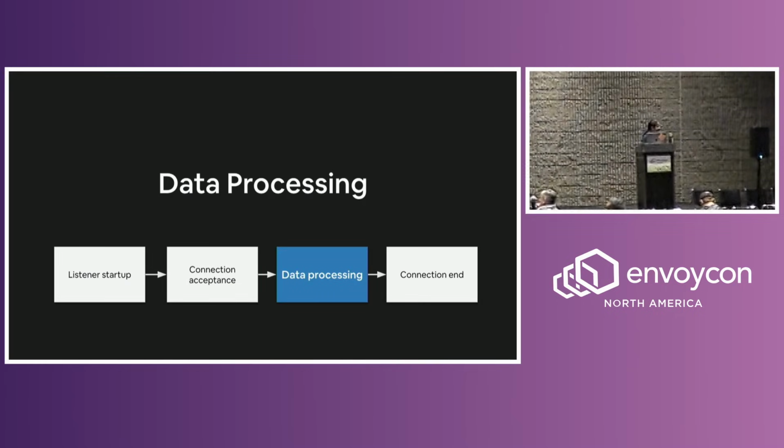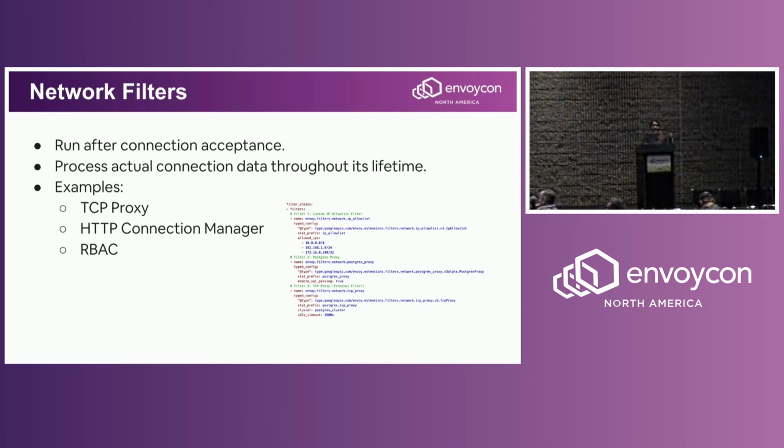So now we look at the data processing phase, which is my favorite phase of the connection lifecycle, as that is where a bulk of functionality is delivered in Envoy. As I told you, network filters are the beating heart of the connection processing in Envoy. The network filters are initialized during connection acceptance and run continuously after that. And they process the actual data that is flowing through the connection. So you can imagine that through these filters, you can look at the data, emit stats, buffer the data, and do a lot of things.